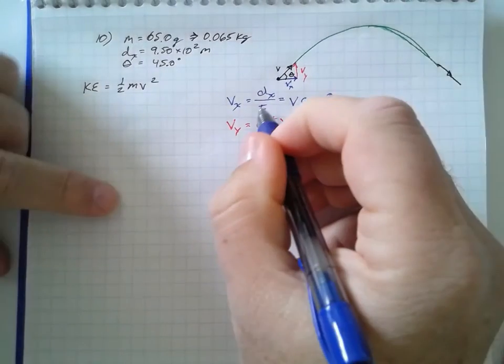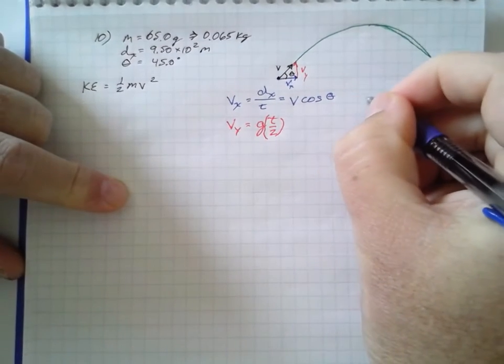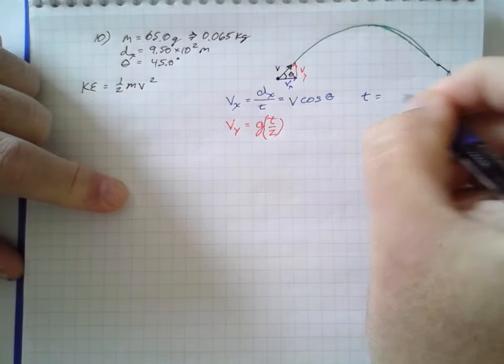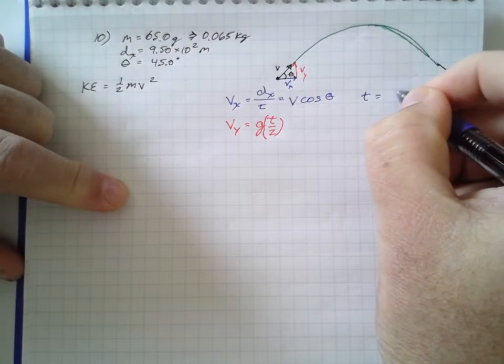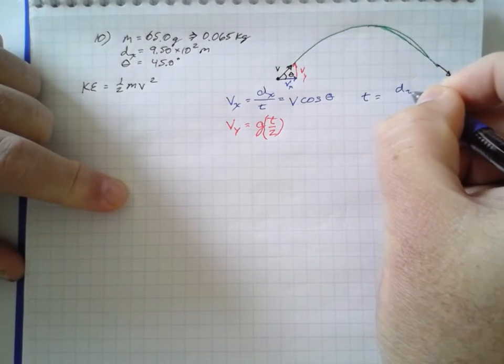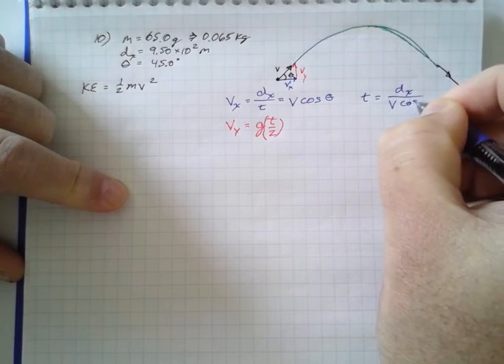So what I'm going to do is solve this top equation here for time. So time equals dx over v cosine theta.